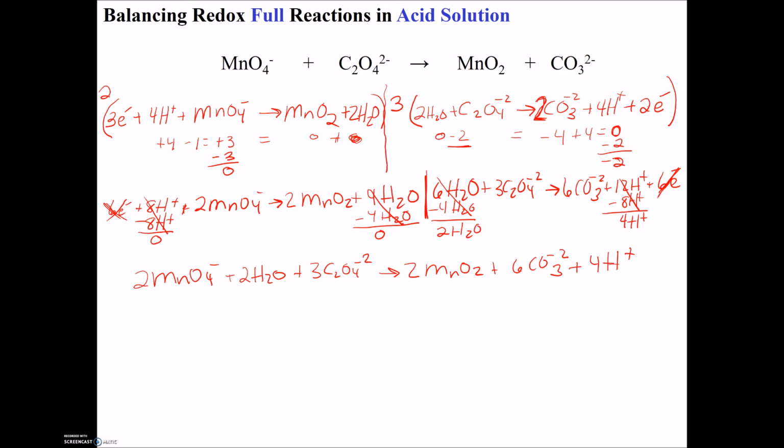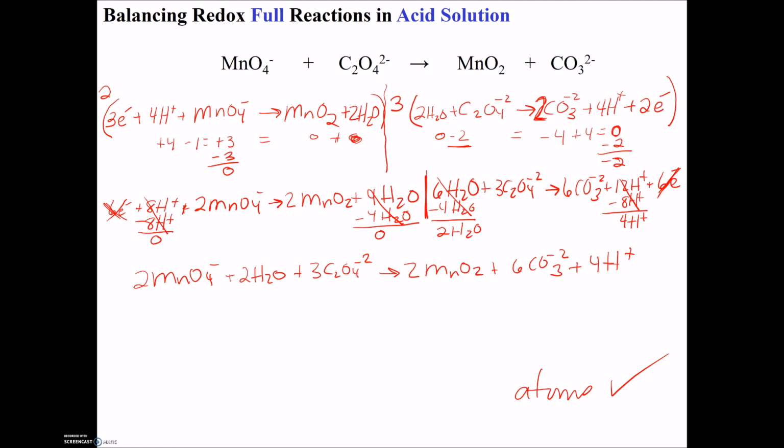Before we say we're done, we're going to check our atoms and our charges. So we have 2Mn and 2Mn. We have 8 oxygens plus another 2, so it's 10, plus another 12. So that's 22 oxygens on this side. We better have 22 over here. 2 times 2 is 4. 3 times 6 is 18. So that's 22. We have 22 oxygens. That's a lot of oxygens. All right, oxygens are good. We have 2 times 2 is 4 hydrogens, 4 hydrogens. We did oxygen, so I can skip that one. 3 times 2 is 6 carbons, 6 carbons. Atoms are checked.